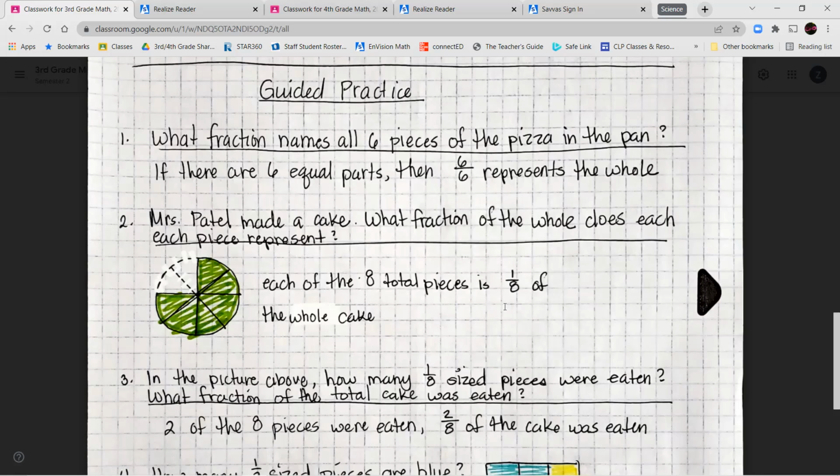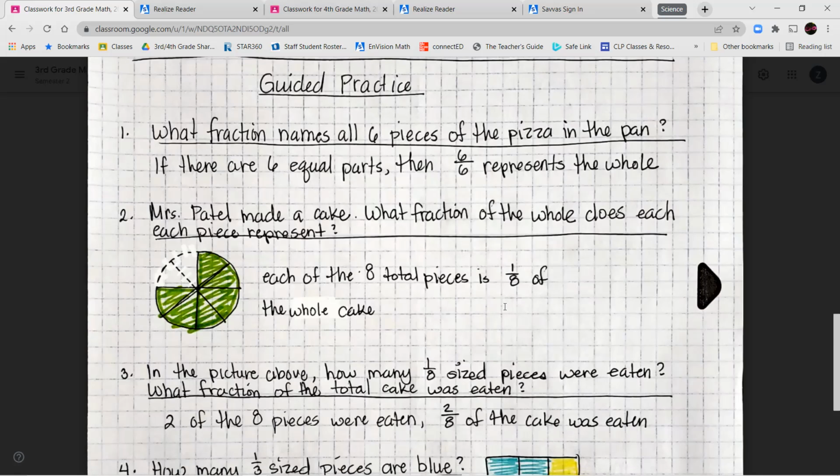Number 2, Mrs. Patel made a cake. What fraction of the whole does each piece represent? So there's a total of 8 pieces. We're ignoring that some of them were eaten right now. So the total is 8 pieces. So the unit fraction that represents each piece is 1/8 of the whole cake.